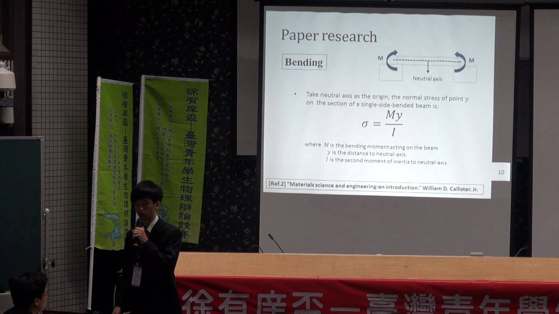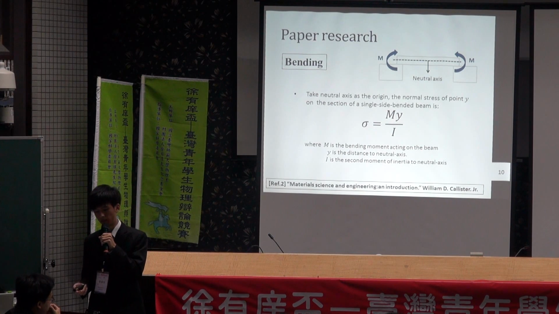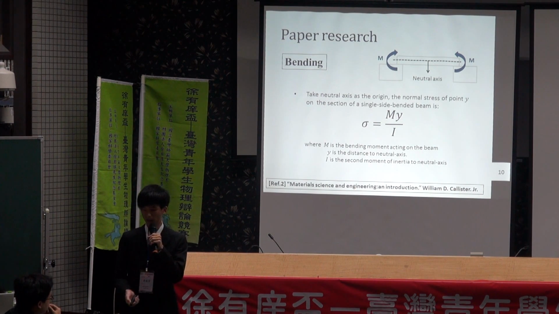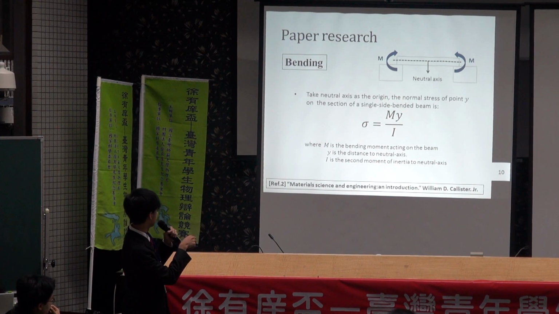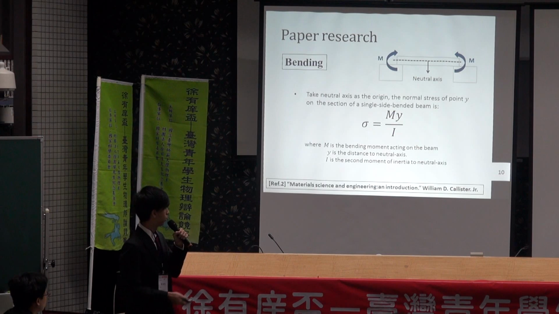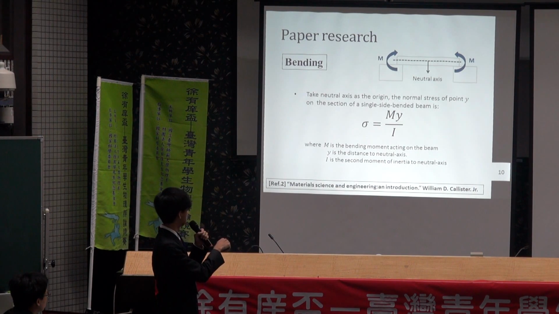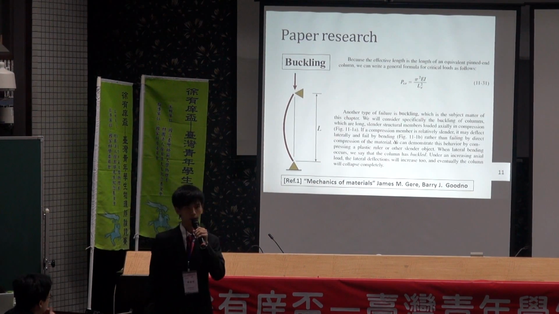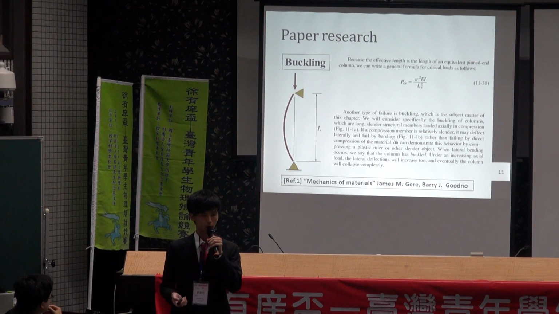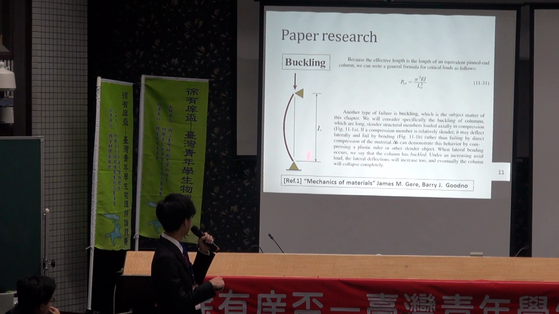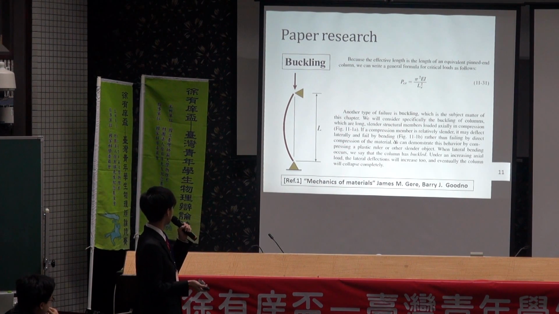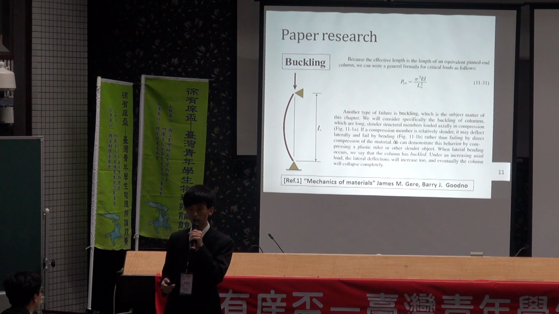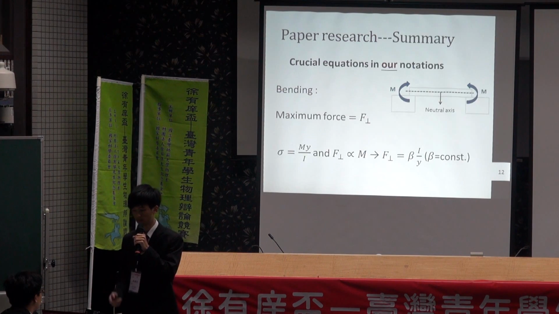Then I'm going to introduce the third cause of the collapse, which is the bending. Here's the equation that the reference gives us, and we'll use it in the design part later. And the fourth I want to introduce is the buckling, and the equation is also given by the reference, called mechanics of materials. This equation we can use in our design too.